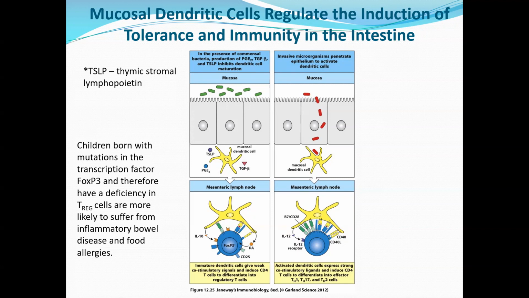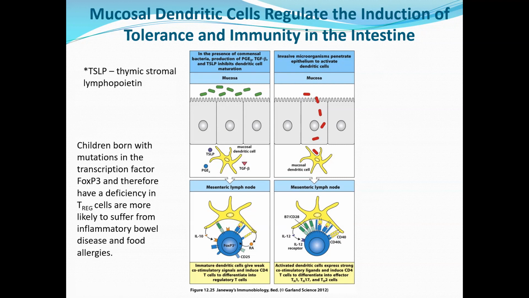FOXP3. If you remember, when I talked about T helper cells, you have these transcription factors like T-bet, gamma ROR, which induce Th17s, and so on. FOXP3 is the transcription factor which induces regulatory T cells.